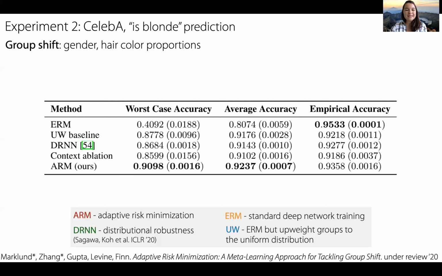What we see in this case is, again, that by adapting to some data from a particular distribution, ARM is able to do significantly better, in this case on worst case accuracy, as well as average case accuracy. In this case, ERM is able to do the best on empirical accuracy, but ARM is the second best in this category. And unlike DRNN, it doesn't sacrifice empirical accuracy quite as much as DRNN.